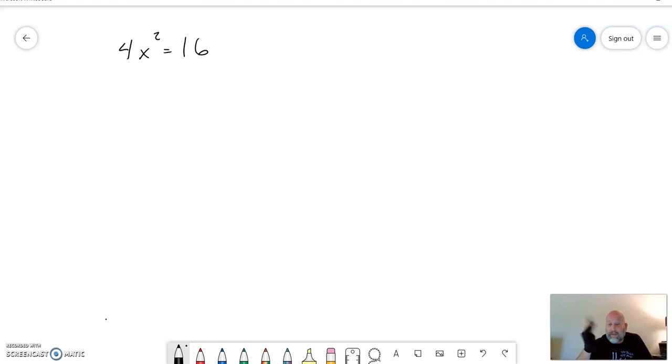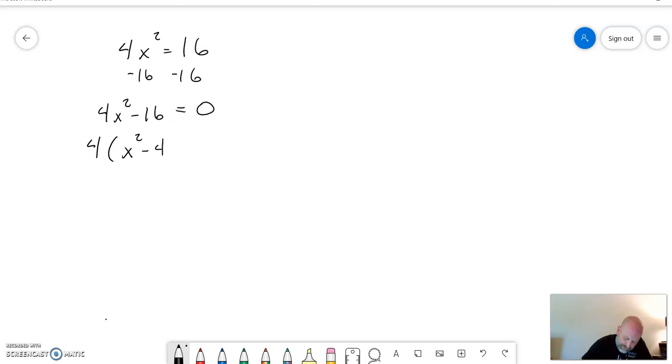And if I'm going to use factoring, that means I need 0 on one side. And so I'm going to subtract 16 from both sides so I can have a 0 on one side. Now, there's a couple of ways to handle this one. The first thing to notice, though, is that you have a common factor on the left-hand side. There's a 4 that's common to both terms, not a 4x, but just a 4. And so I'm going to pull out the 4, and that leaves me with 4 times x squared minus 4 equals 0.